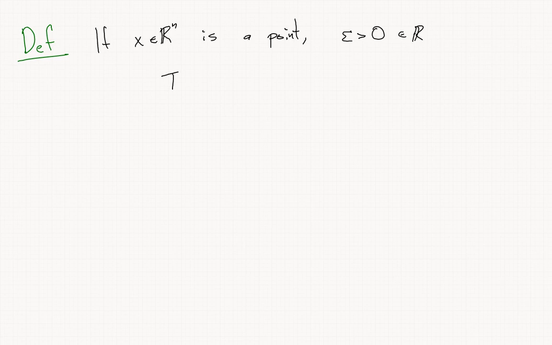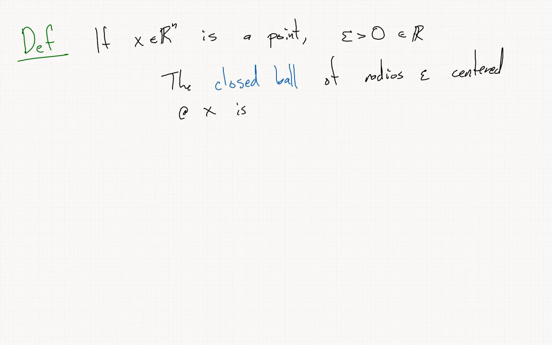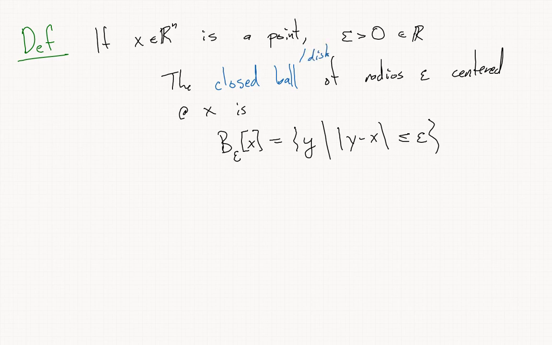then we define the closed ball of radius epsilon centered at x. I won't really use this notation that much, but it's helpful to have here. So this is going to consist of all points y such that the vector distance of x minus y is less than or equal to epsilon. And I'll also call this sometimes a disk. So in two-dimensional space, this could be like this filled-in disk here.